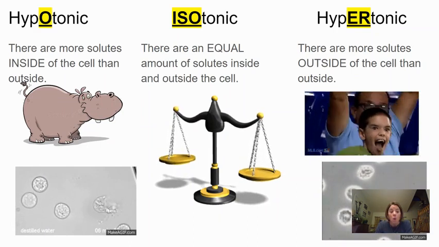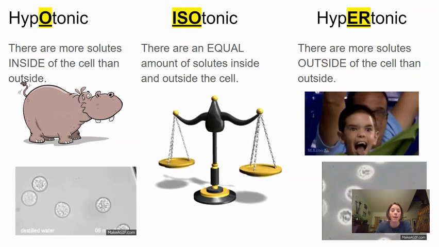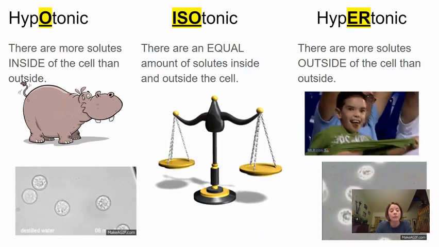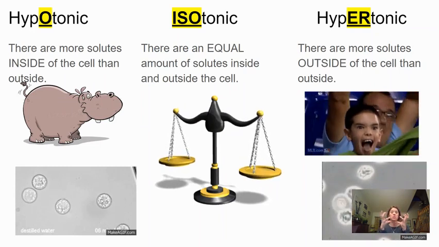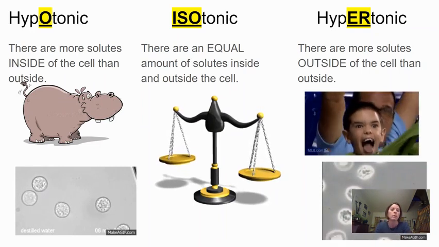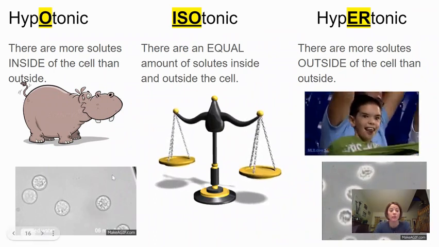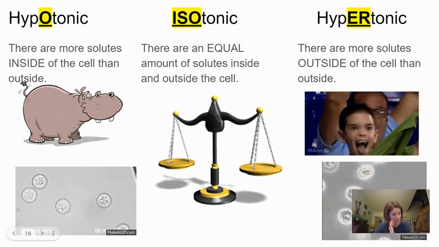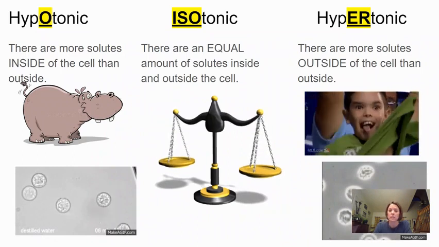In the hypotonic situation, I think of hypo like hippo. That helps me to remember. There are going to be more solutes on the inside of the cell than on the outside. What that does is it makes sure that the cell is nice and full. Sometimes that's a good thing. As you're watching this little GIF down here underneath hypotonic, sometimes it's unfortunate and it has some unintended consequences.